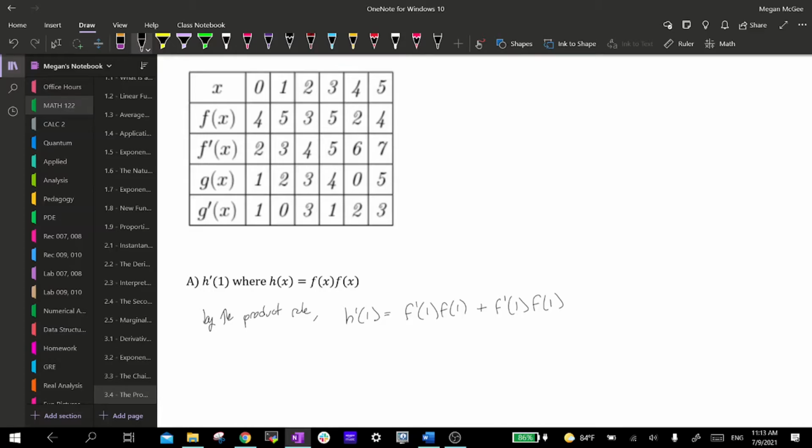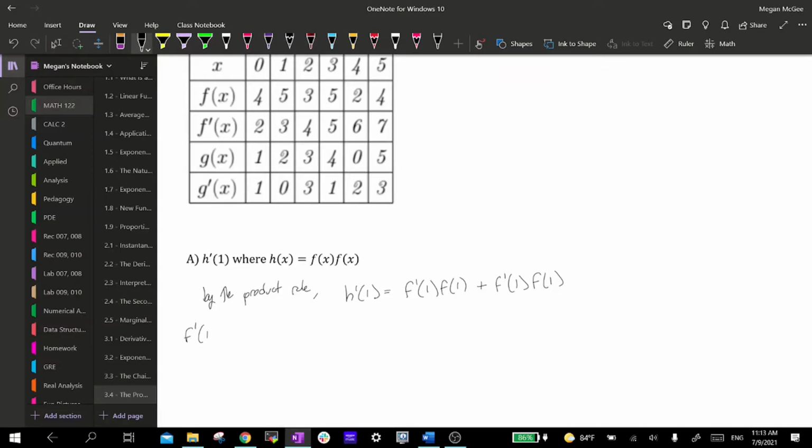Okay? So let's go ahead and find these values. So we need f prime of 1, and we need f of 1. So looking at our table, f prime of 1 gives us 3. One of these needs to not be a prime. There we go. So f prime of 1 is 3, and f of 1 is 5. Alright, so we have f prime of 1, which is 3, times f of 1, which is 5, plus f prime of 1, which is 3, times f of 1, which is 5. We get 15 plus 15. We end up with 30.